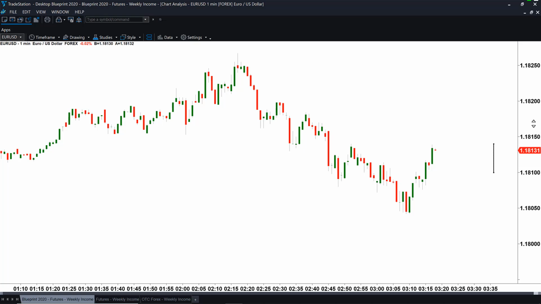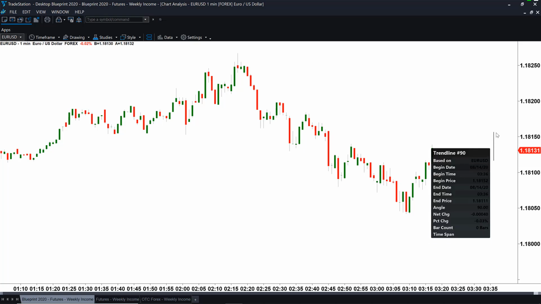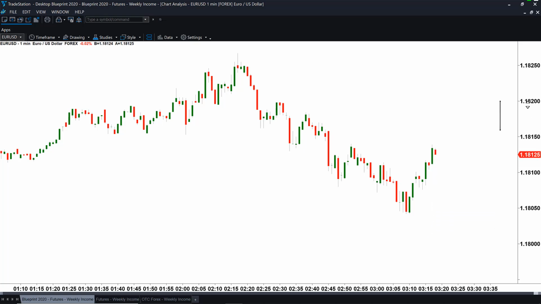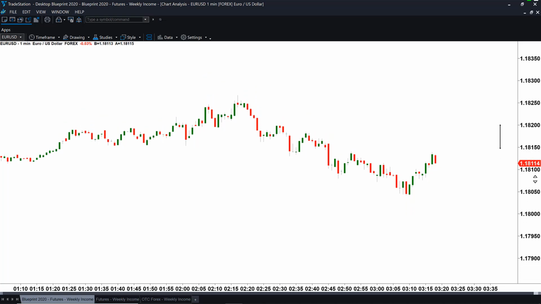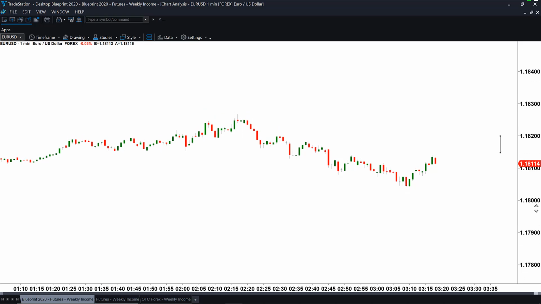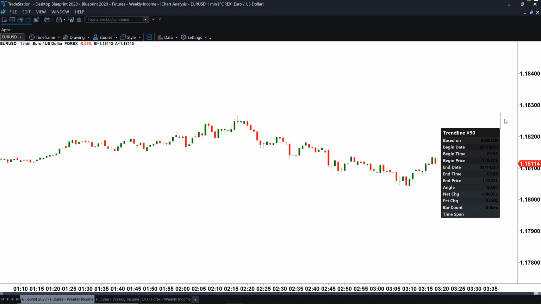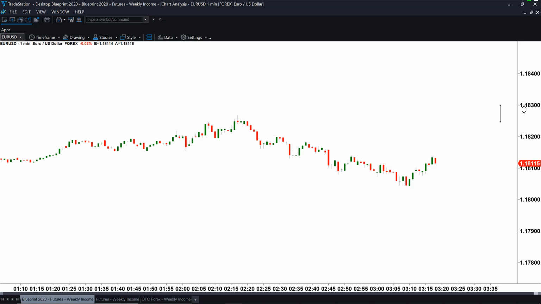Now this is making 5 pip jumps. So from 1.182 to 1.1815, this is 5 pips. I can further squeeze this further. Now it's 10 pips. Okay, so from 1.183 to 1.182, this is now 10 pips.